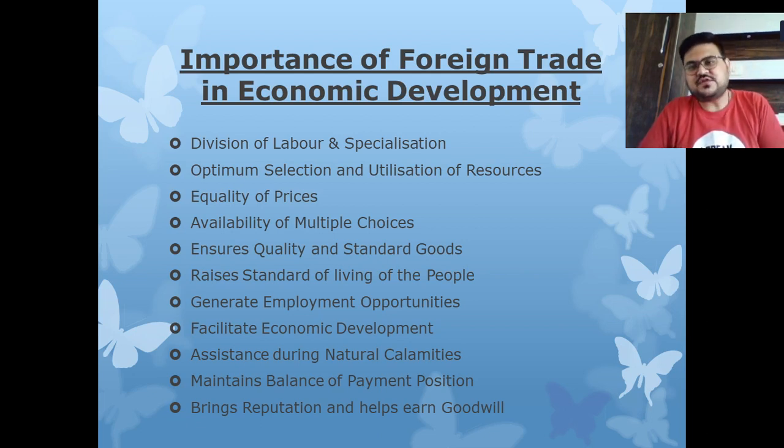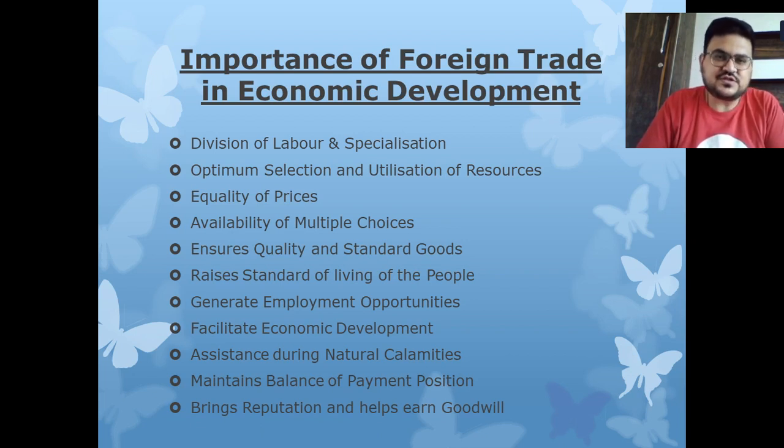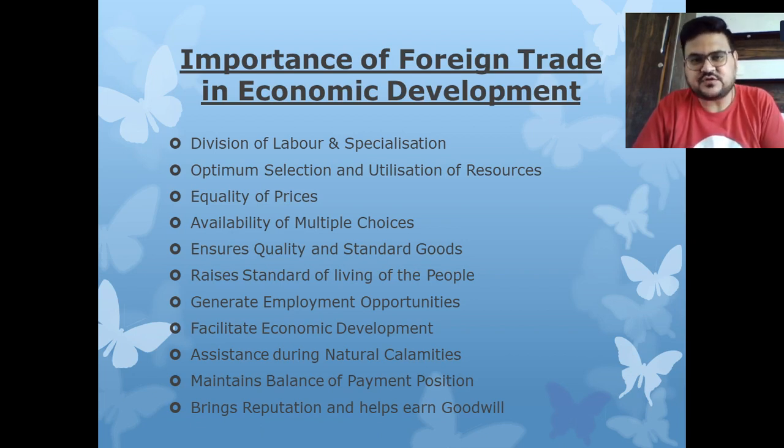Division of labor and specialization. There are some countries that have certain specializations. You must be knowing that Germany is a specialist in automobiles, Taiwan is a specialist in bicycles, Japan is a specialist in technology, US is a specialist in technology. So each country has its own specialization. Each country gets the opportunity of displaying their specialization, and we can take advantage of that.